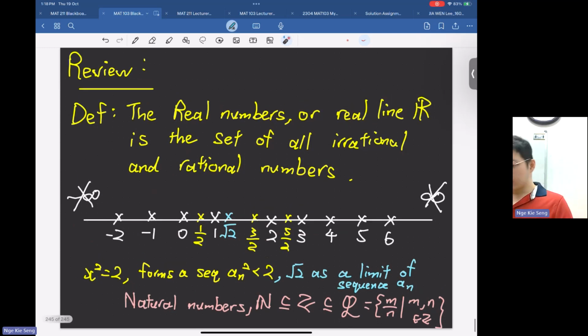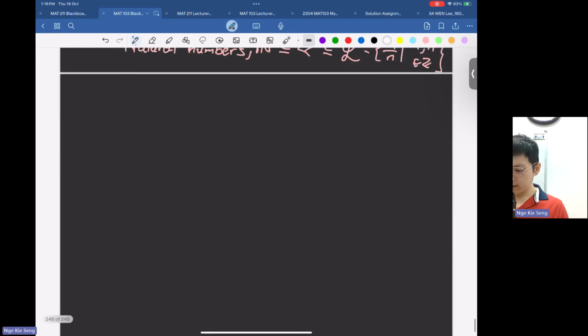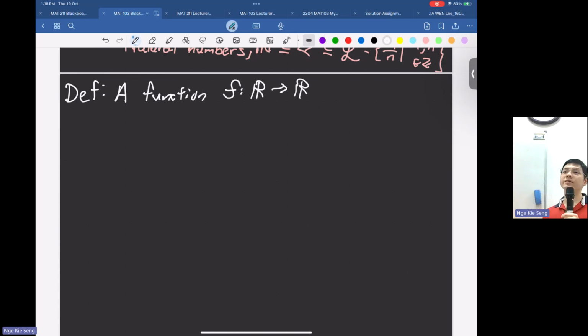So what about calculus then? This is just a line. So what do we study? We study functions from R to R. So what's a function? You still remember what a function is? Okay.